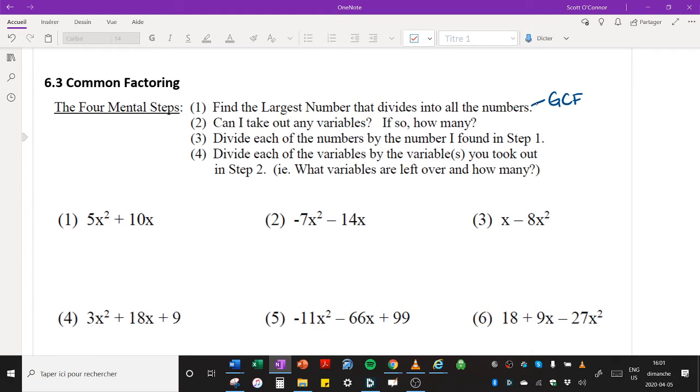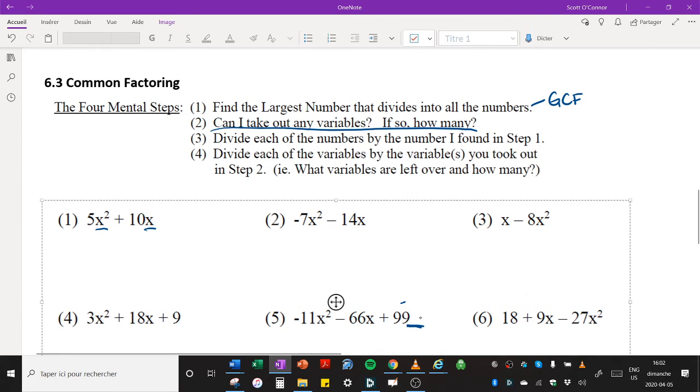If so, how many? What it means when I say can I take out any variables and how many is you have to look at which variable has the lowest exponent, or if there's no variable. If there's no variable, like this example over here, then a variable cannot be part of your greatest common factor. You can't take x out of all 3 terms because there's no x here to be taken.